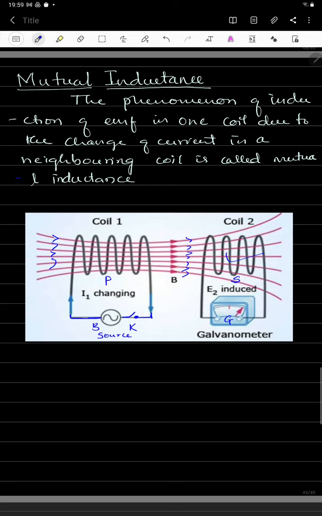It means we are supplying an electrical current through one circuit. From that circuit the magnetic flux is generated. Through that magnetic flux we generate the induced EMF in another coil, and that is nothing but mutual inductance, or it is called mutual induction.